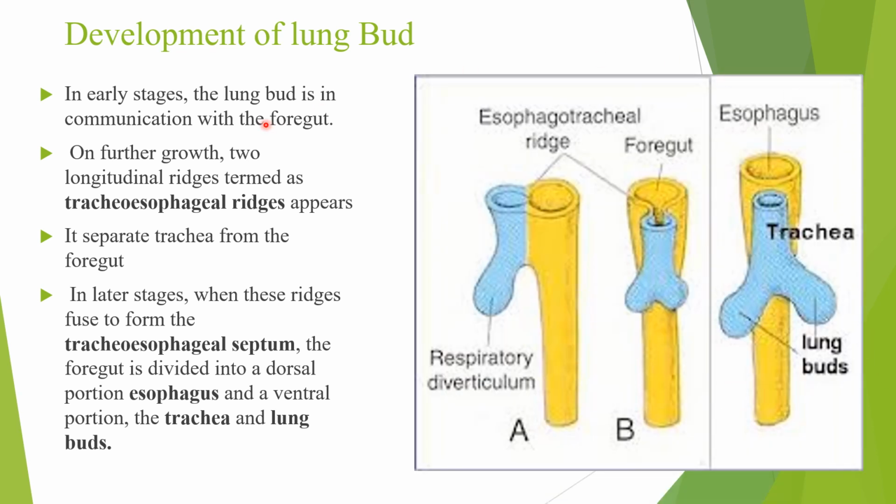So in early stages, the lung bud is in communication with the foregut. You can see here this is the dorsal part, which is the foregut, and this area is the ventral bud, that is the respiratory diverticulum, and there is a wide communication between the two. Later on, the esophagotracheal ridges appear, which start to meet in the midline, and when they fuse in the midline, they create a septum and then divide the foregut into the dorsal part, that is the esophagus, and the ventral part, that is the trachea, and the two lung buds.